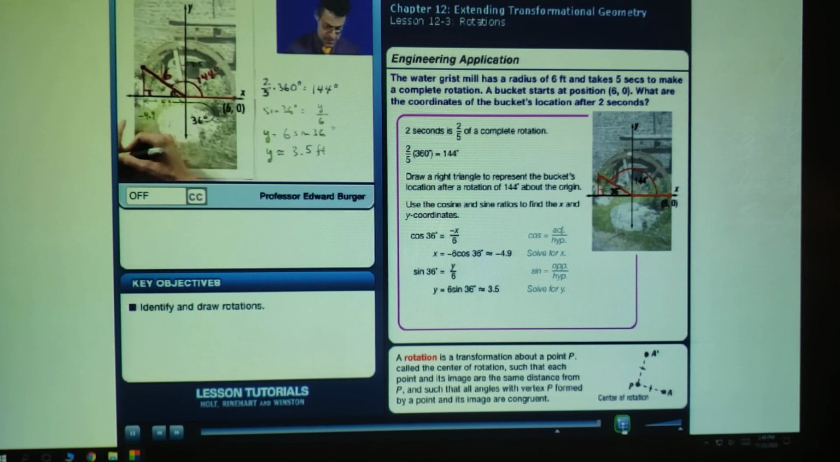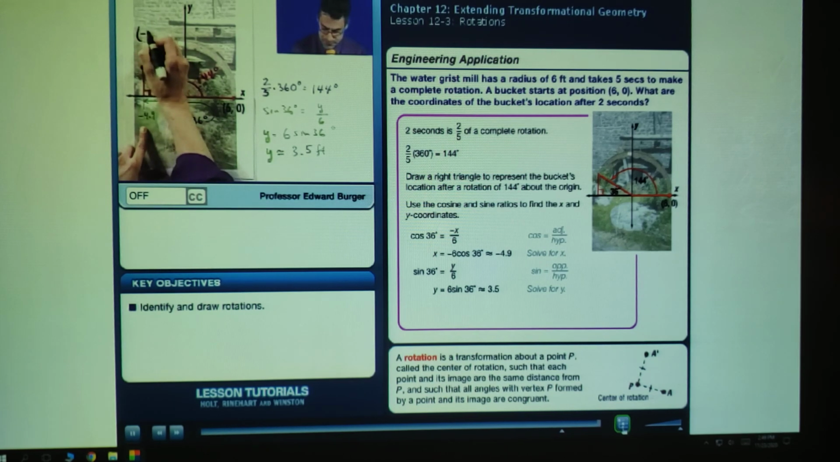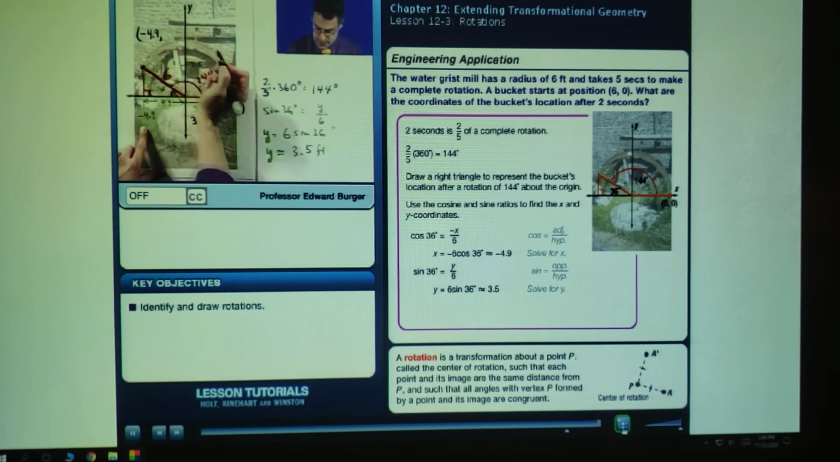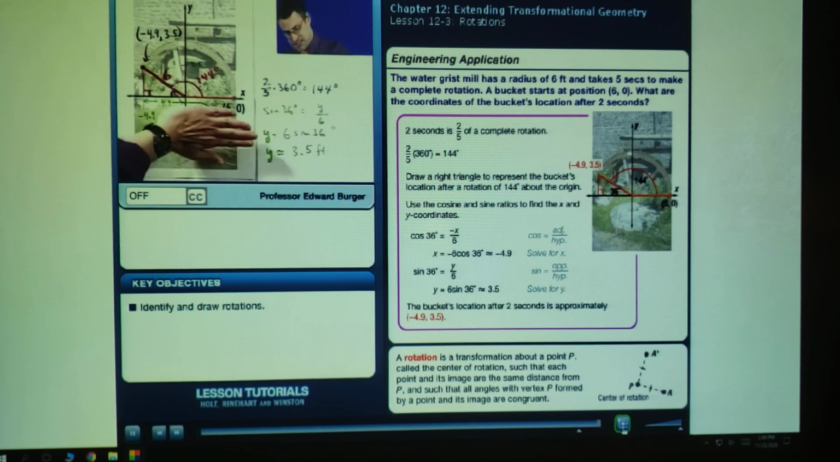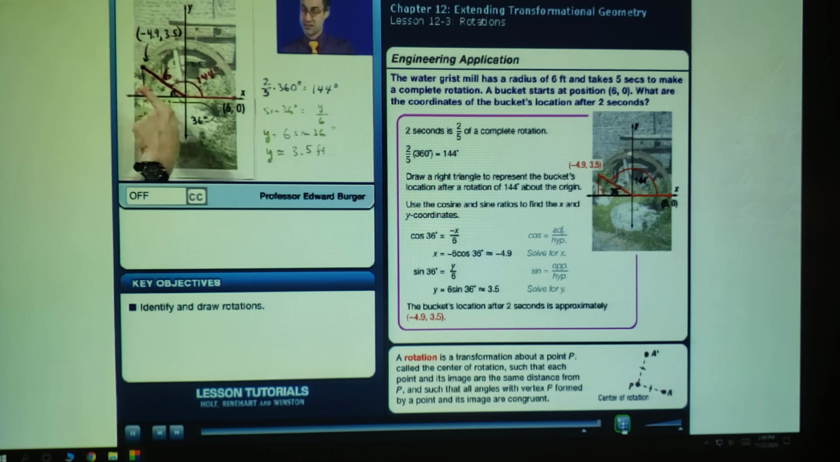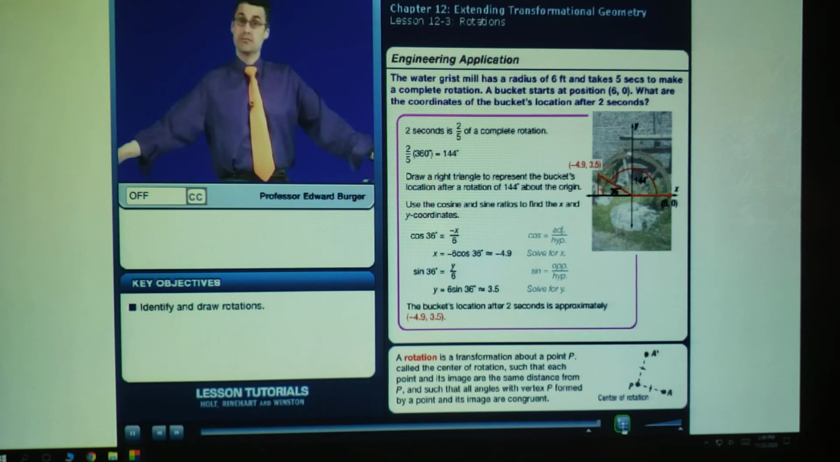So what are the coordinates at that point? The coordinates at that point we were searching for: x value is approximately negative 4.9, y value is 3.5. So you can see how important the trigonometry is. It really comes into play. It allows us to actually do something. But then also you can see how this point is really being rotated. We were able to actually find the rotation after 2 seconds. Turns out it was 144 degrees. And then using some sines and cosines, and then using a calculator, we get a rough sense of where that point is.